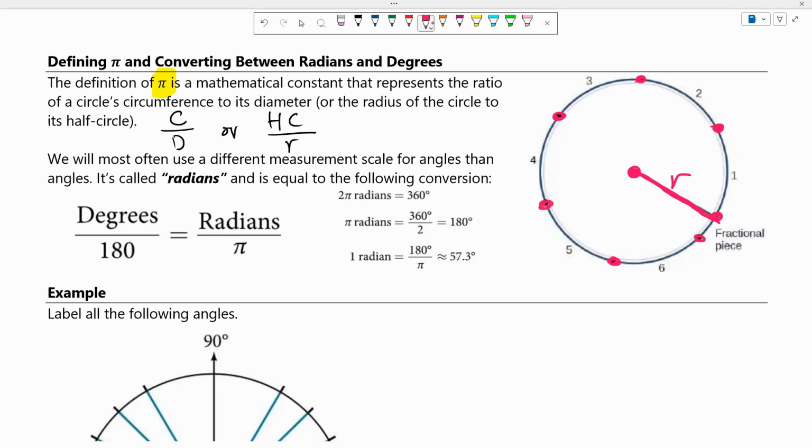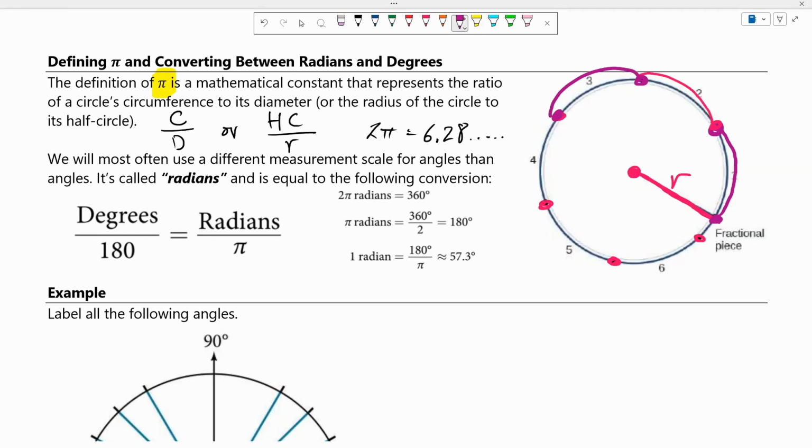And the answer to that, the number of radiuses to go around one circle, is going to be 2 pi, which is 6.28 and so on. If you see each one of these segments, from here all the way over to here, that is one radius. From here all the way over to here, that's another radius. From here all the way over to here, that's another radius.